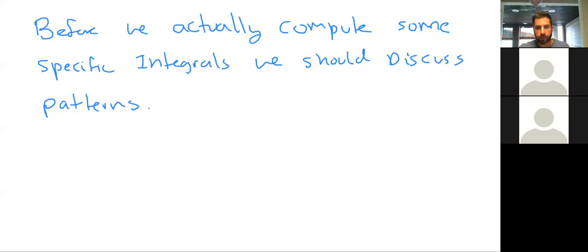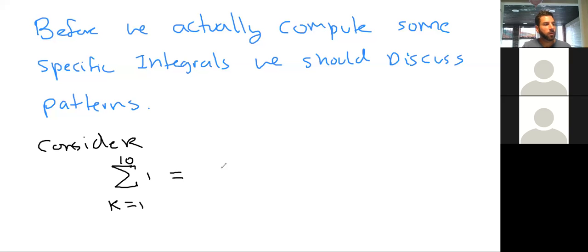So let's look at some things that popped up and will pop up in the future. Consider this. Suppose I take the number 1 and I add it up 10 times. What is this? This is 1 plus 1 plus 1 plus, and then I'm going to do this.